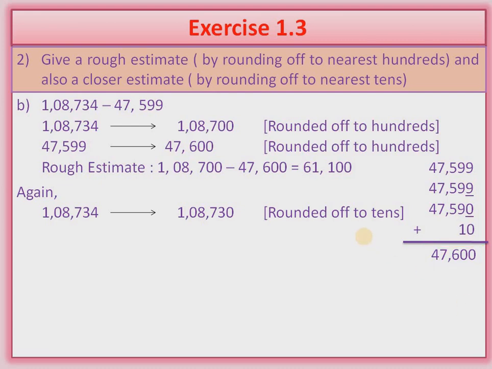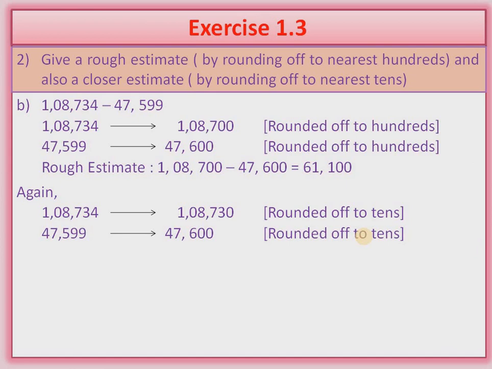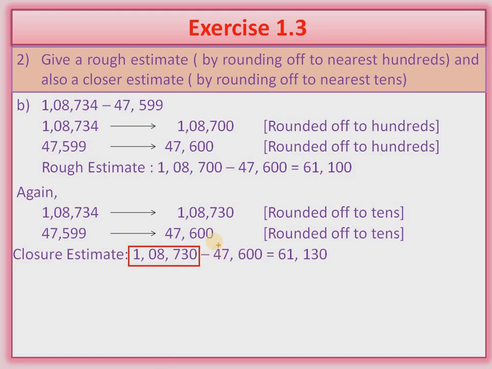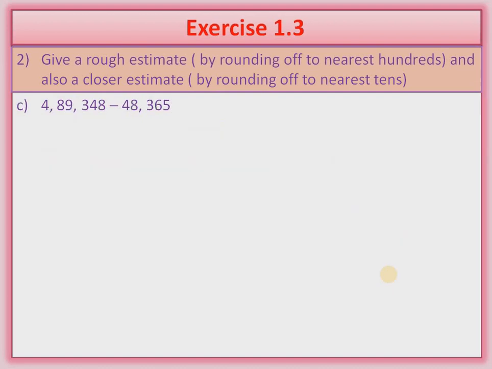Now what do we have to do next? We have done rounding off to tens. Then we will check the answer. Okay, then the closer estimate is equal to 1,08,730 minus 47,600. So you will get the answer 61,130. Okay, my dear students, now we will move on. Question number 2C.